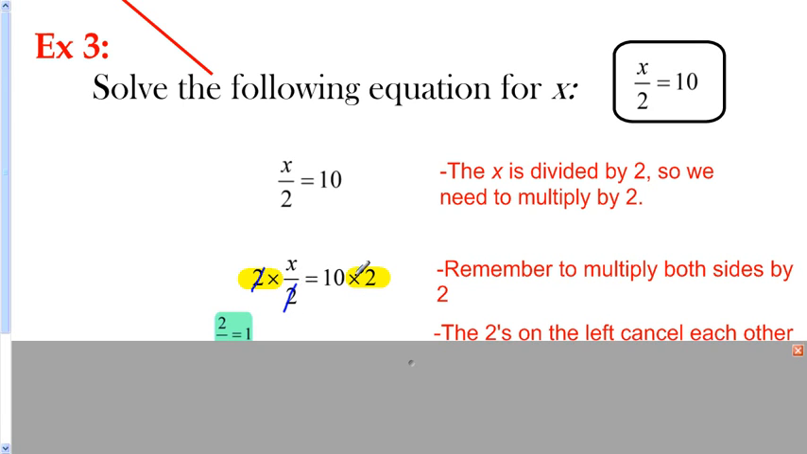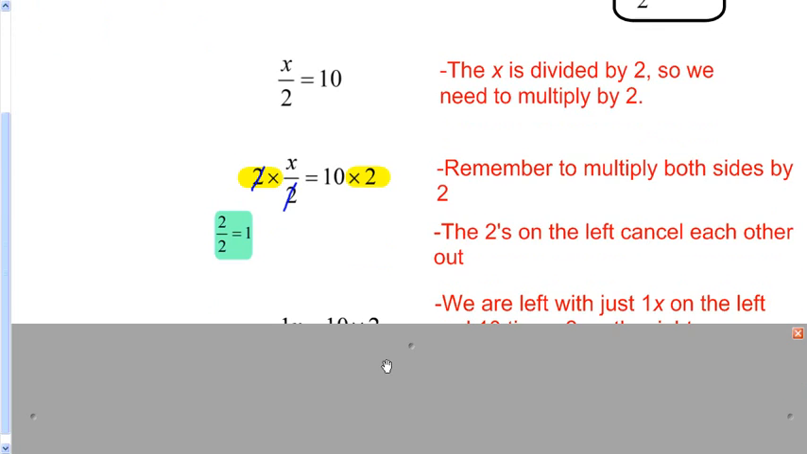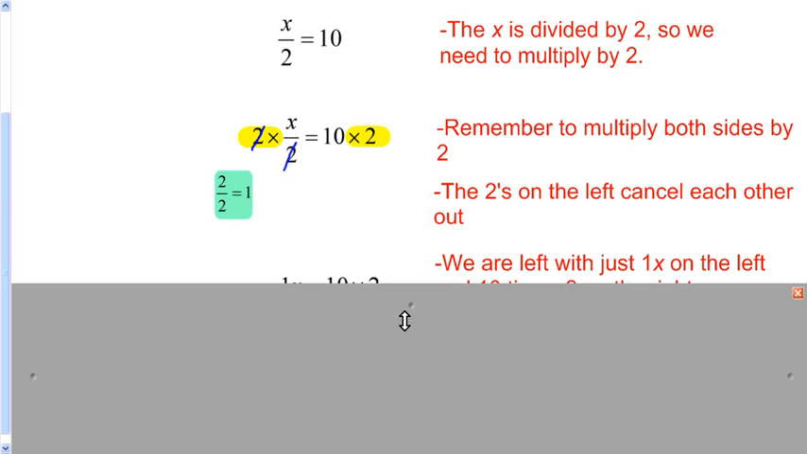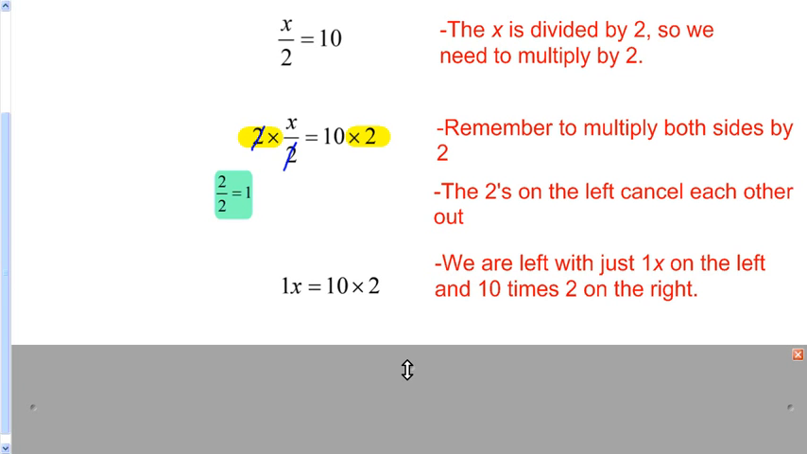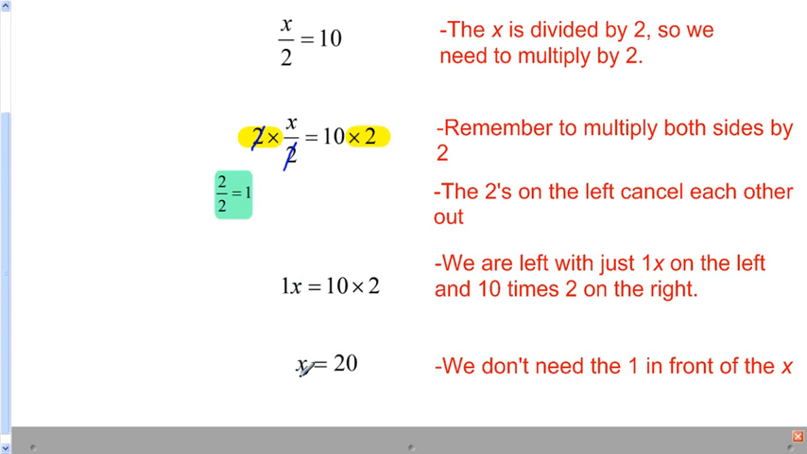But whatever we do to the left side, we have to do to the right side, so we have the times 2 over there. Then we are left with just 1x is equal to 10 times 2. Finally, we don't need to write the 1, we can just write x, and 10 times 2 is 20.